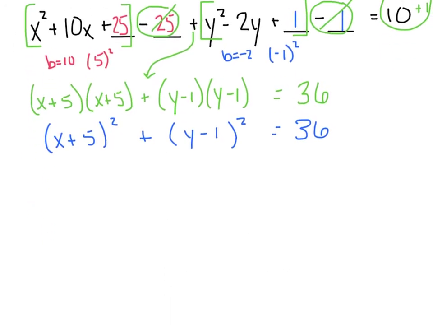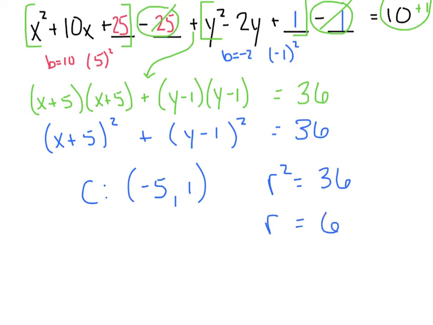And let's identify the center. The center of the circle is going to be negative 5, comma, positive 1. And if the r squared is equal to 36, that's going to give us a radius with a length of 6 units. So, congratulations on finishing the video with circles.